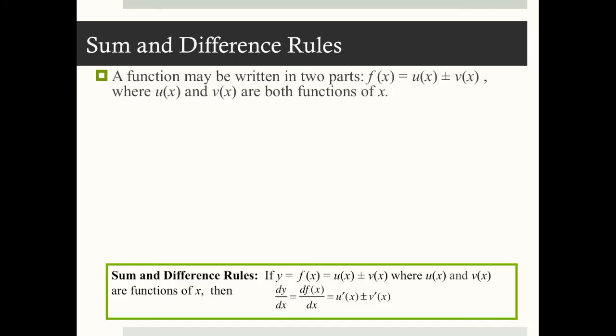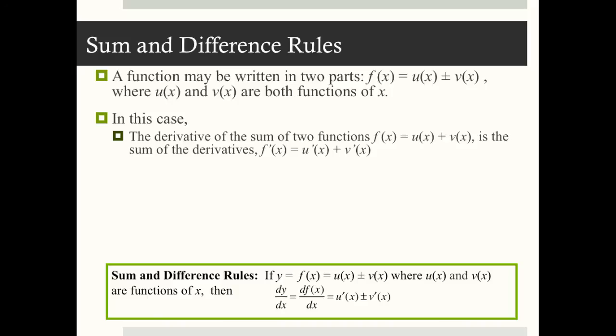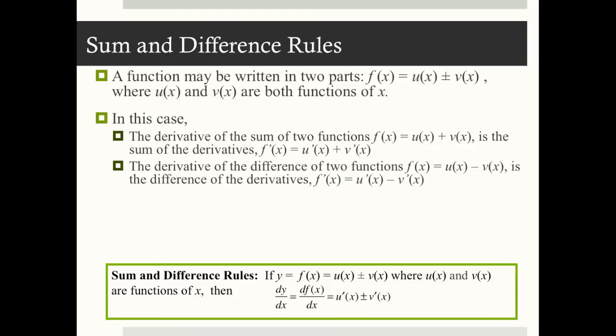Sum and differences rule. A function may be written in two parts. f of x is equal to u of x plus or minus v of x, where u of x and v of x are both functions of x. In this case, the derivative of the sum of two or more functions, f of x equals u of x plus v of x, is the sum of the derivatives, f prime x equals u prime x plus v prime x. And the derivative of the difference of two functions, f of x equals u of x minus v of x, is the difference of the derivatives, f prime x equals u prime x minus v prime x.